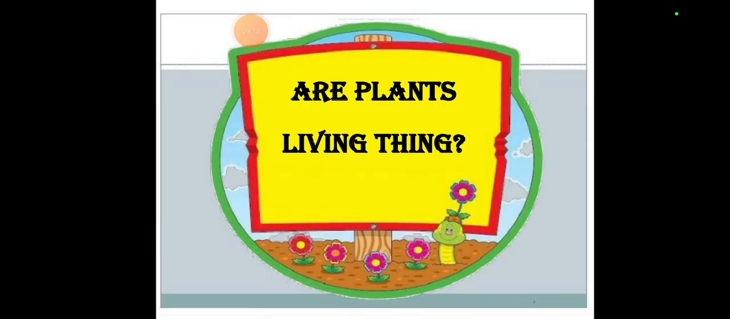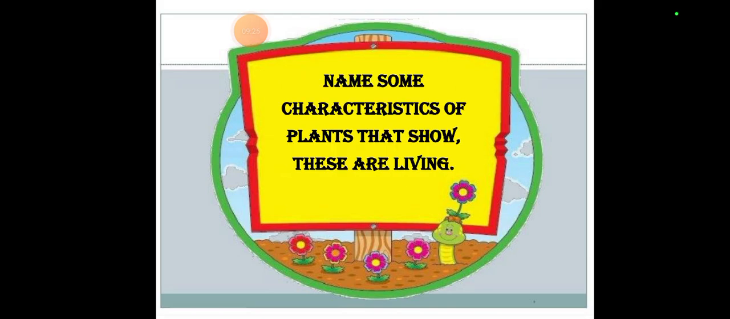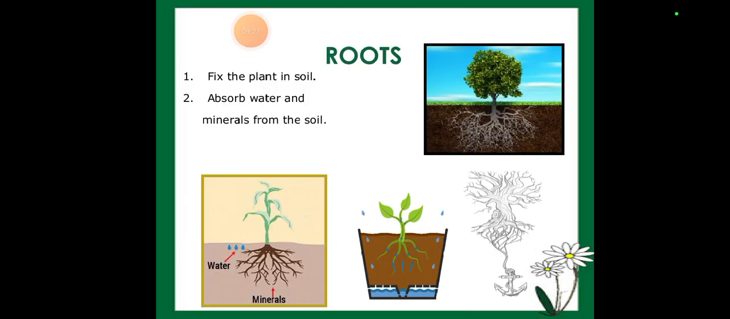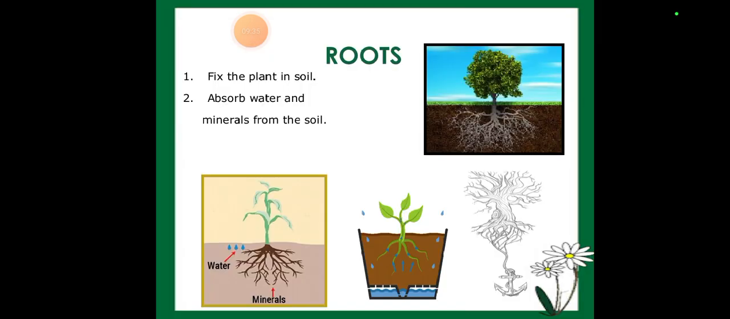So are plants living things? Yes, they are. How did you come to know that plants are living? Name some characteristics of plants that show they are living. Let me tell you, they are living things because they can grow, they can reproduce, they can breathe. They don't need to move because they already have water.